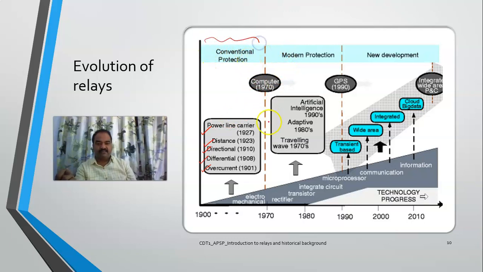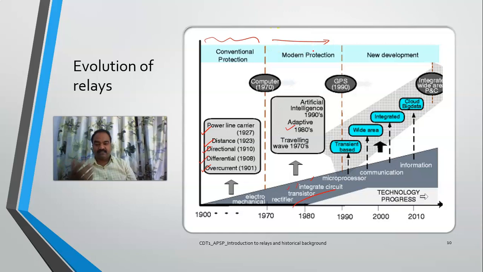And in the 1970s, when computers started coming into the picture, we had the rectifier, transistor, integrated circuits. These were all solid state devices, so static relays. We had traveling wave techniques invented in the 1970s and implemented in relays. Adaptive relaying, and now AI based relays are also coming into the picture, with self-thinking capabilities. So these are all modern protection things.